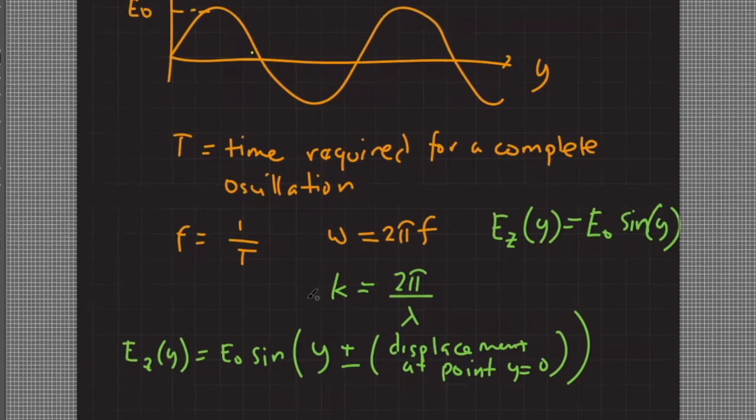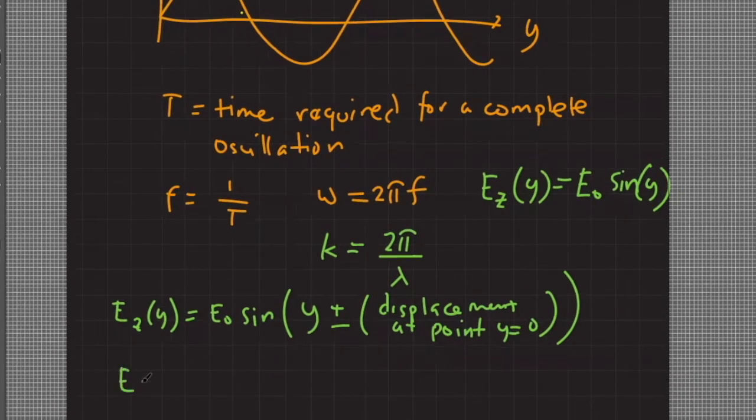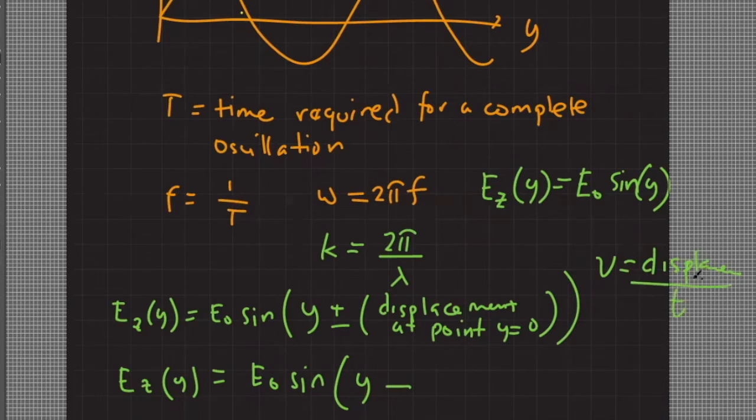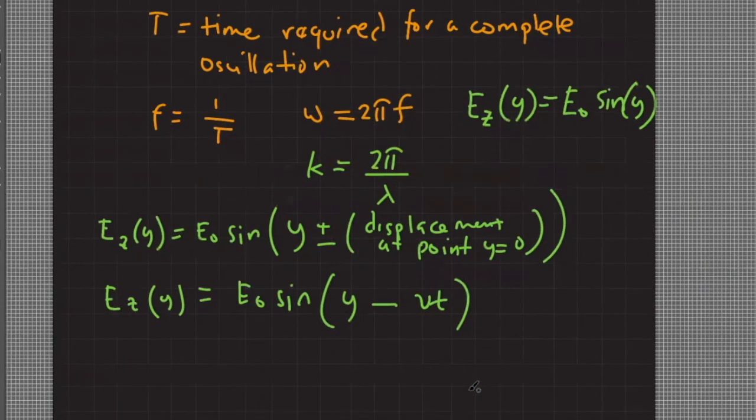If we have a wave with a velocity v, then I can replace the displacement here with, let me just assume that the wave is moving in the positive y direction, so I'm going to use y minus. Let's assume that the wave has a velocity v. Recall that velocity is equal to displacement over time, so I'll just write displacement over time. So I can replace this displacement here with v times time. So that's it. Our equation is beginning to take shape.